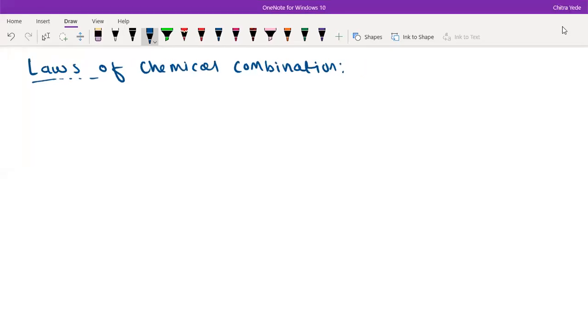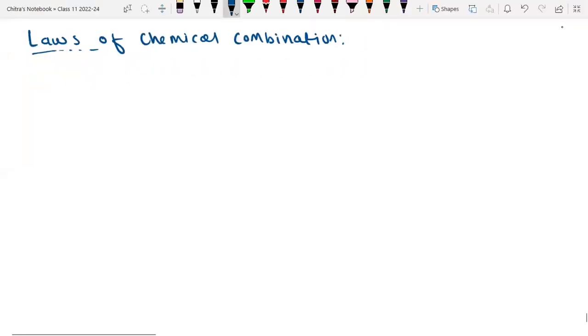Now we are going to discuss the laws of chemical combination. Very important. During a chemical reaction, whenever it takes place, certain laws are obeyed. So first we have to understand what a chemical reaction is.